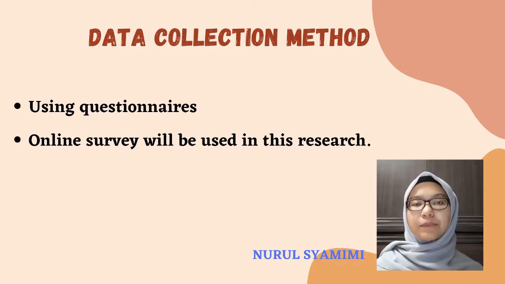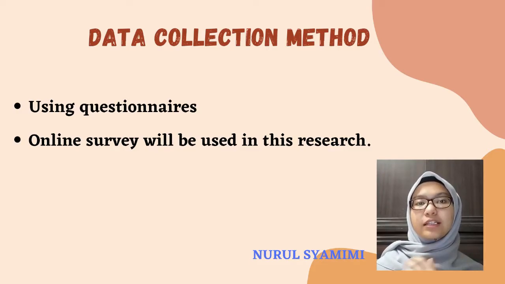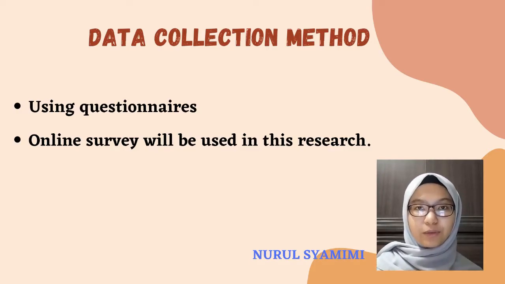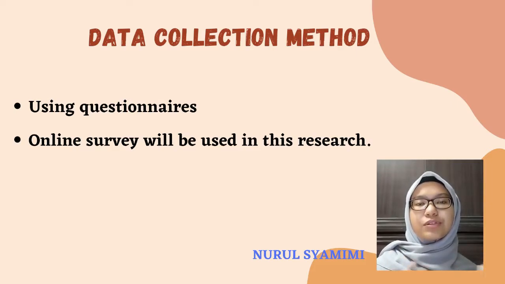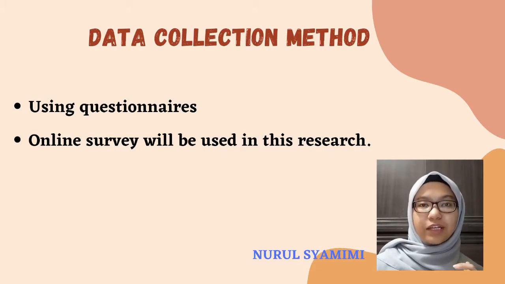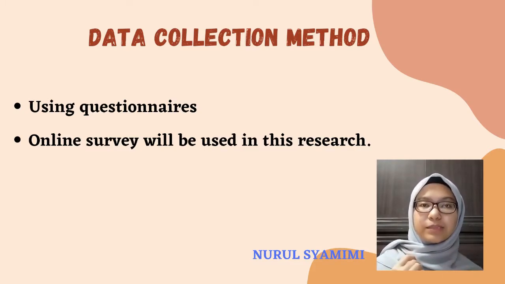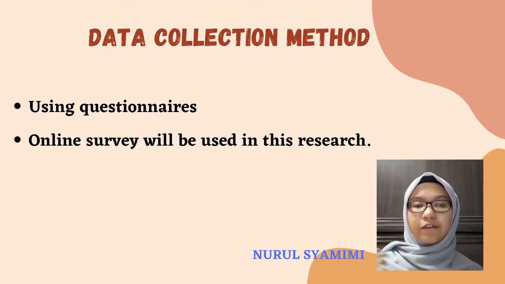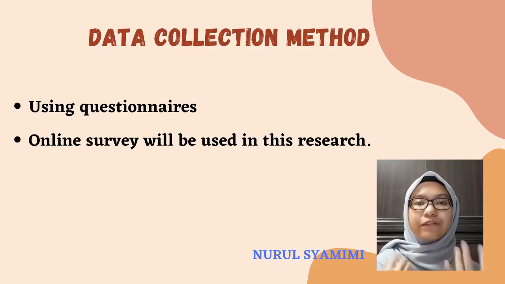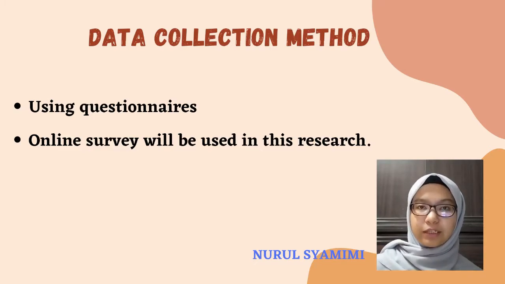The researchers adapted the questionnaires from the article Cassandra 2013. Because of the situation right now, the researchers use an online survey to distribute the questionnaire. Online surveys allow respondents to maintain their anonymity. The respondents will have greater confidence and be more comfortable and free to express their own opinion.